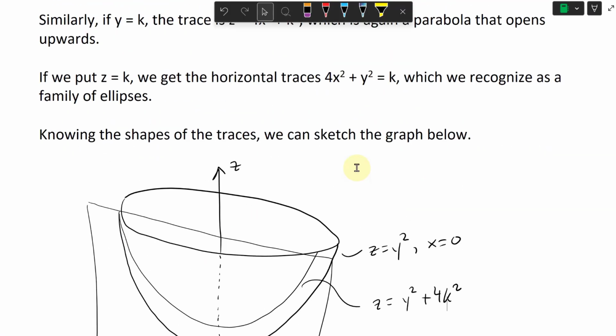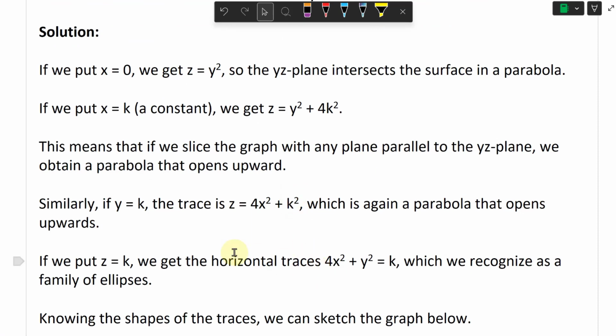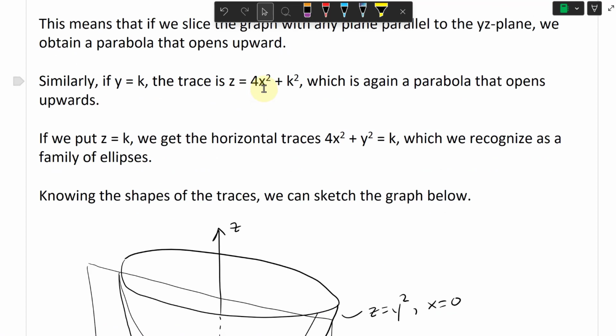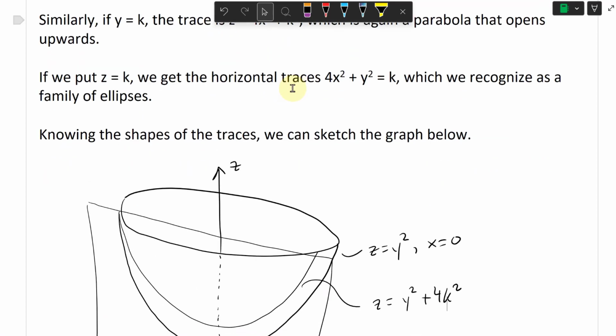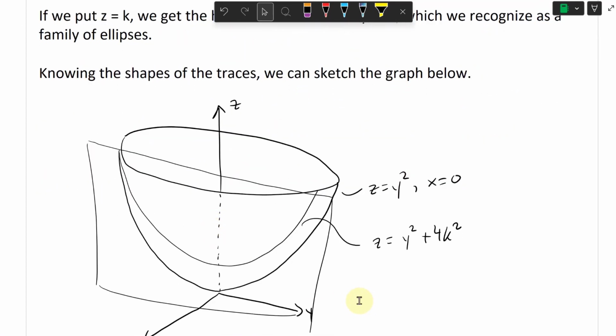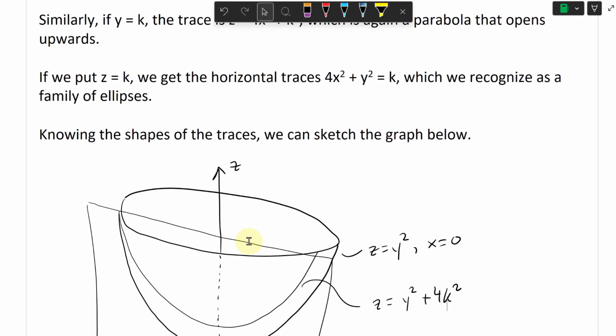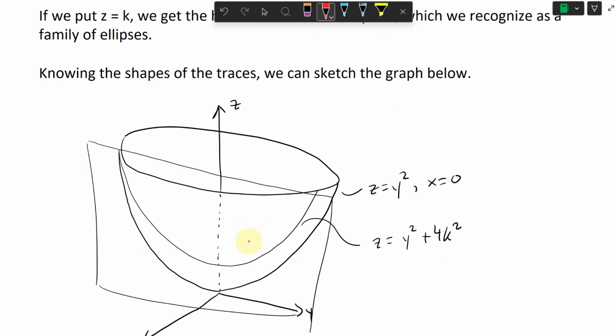All right, going further. So the next setup is if we have y equals k, the trace is z equals 4x squared plus y squared. So now it's opening up in the y section, so you're going to be cutting it this way here. Let's just do the basic one: if we have y equals 0, it's going to cut across from here to here. It's going to look something like this.